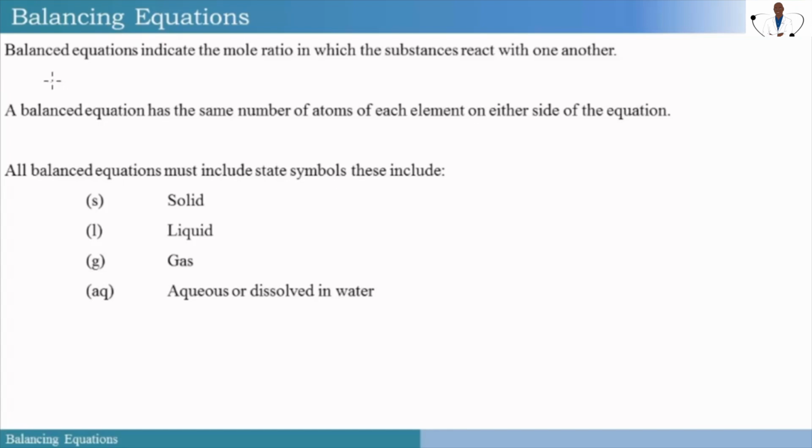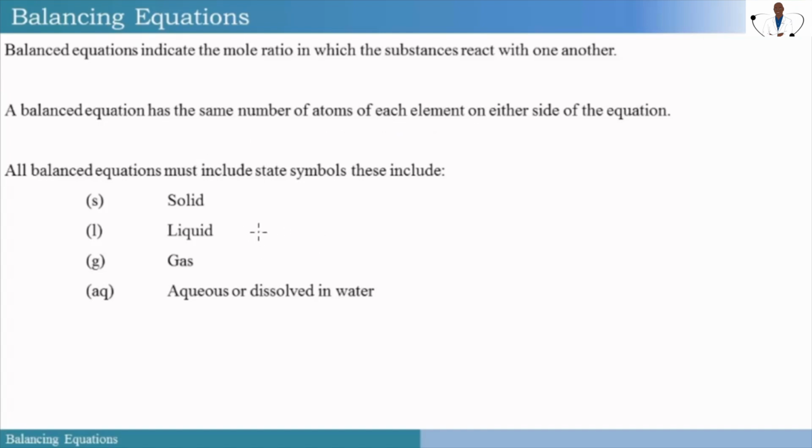Now, let's look at the balanced equation in terms of ratio. The ratio is the number that is placed in front of each molecule or compound in the equation. And the term we use for that is stoichiometry. A balanced equation has the same number of atoms of elements on either side of the equation. And you must place in your state symbols.